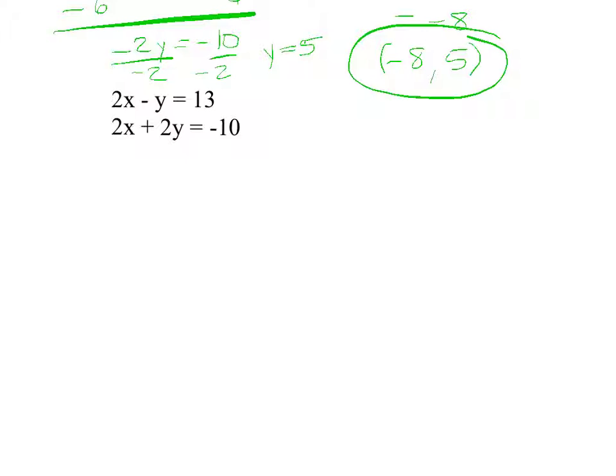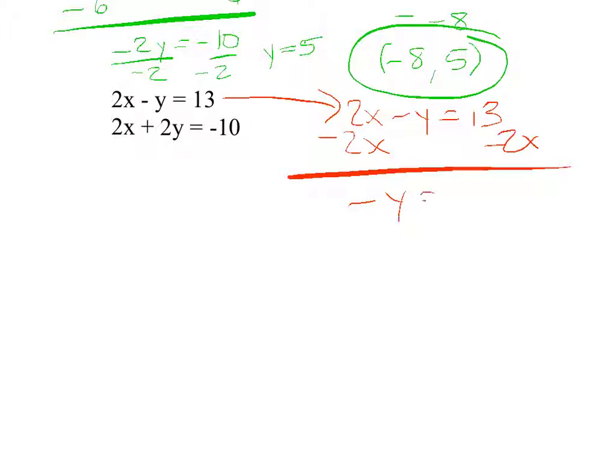So once again, I'm looking for a clean variable. I have all these variables here. The cleanest one I see is this y right here, because all I'll have to do is get rid of the negative. So I'm going to draw my arrow from that one. I have 2x minus y equals 13. Move my 2x over. I get negative y equals 13 minus 2x.